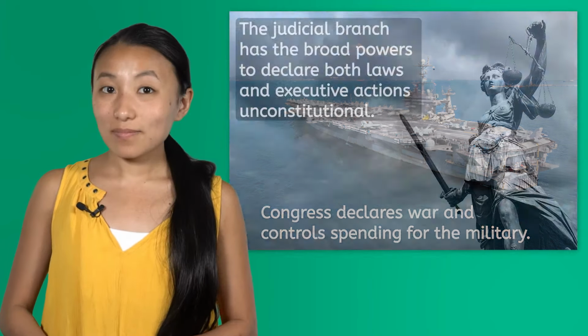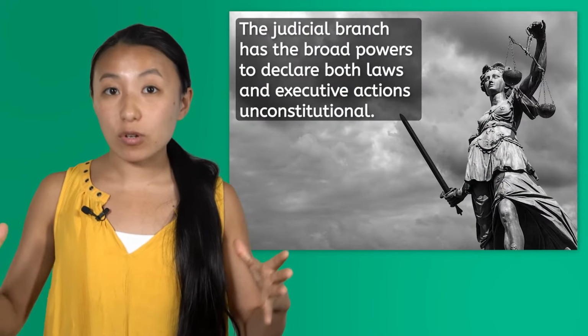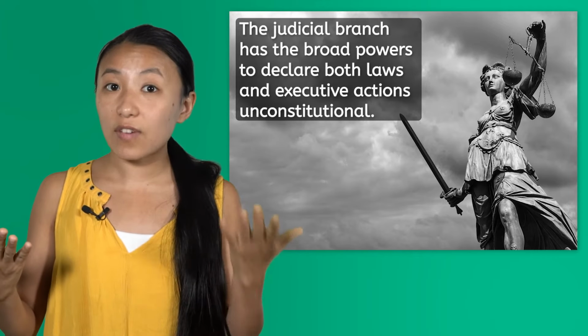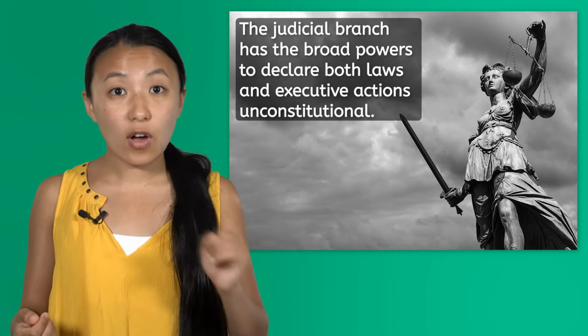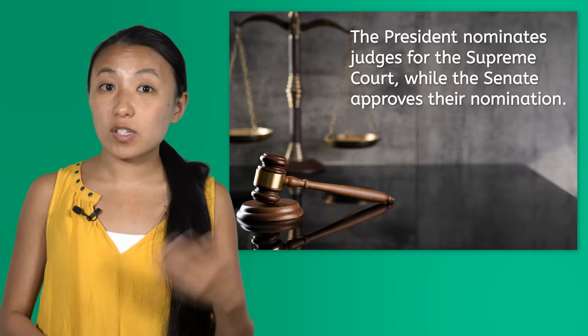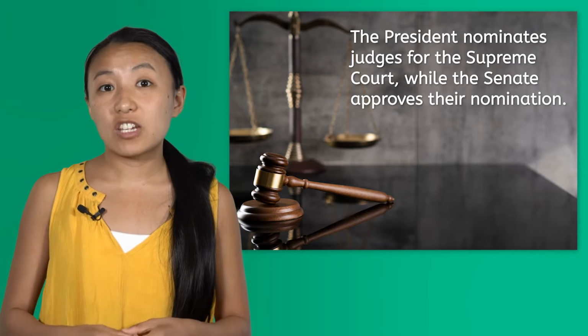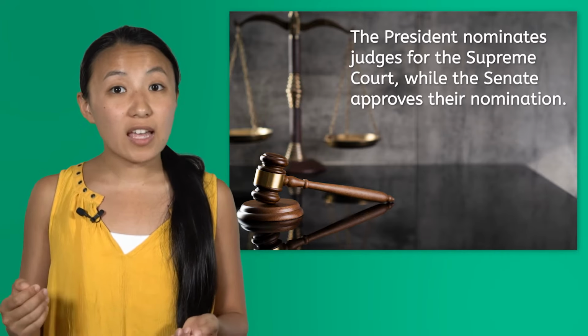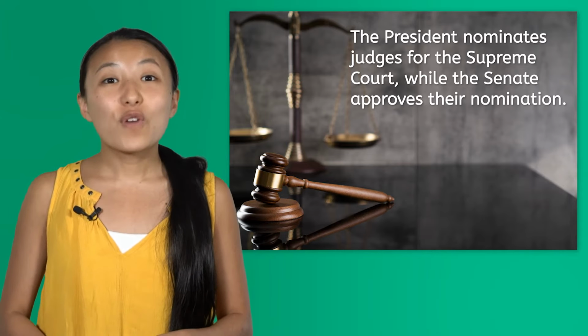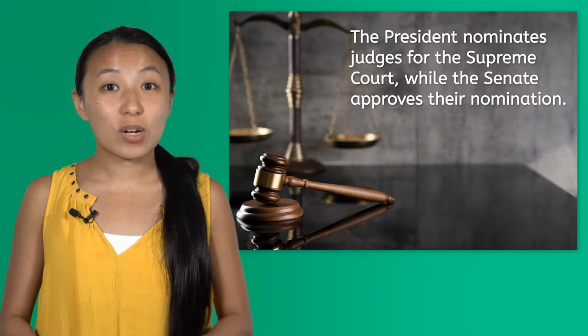Let's try another one. The judicial branch has the broad powers to declare both laws and executive actions unconstitutional. But what checks do Congress and the President have on the Supreme Court? There are multiple answers, but the biggest check on the judicial branch is that the other two branches select and approve its members. The President nominates judges for the Supreme Court, while the Senate approves their nomination. This is a check on judicial power because the other two branches have a say in who serves on the courts. Voters have that say for the legislative and executive branches.